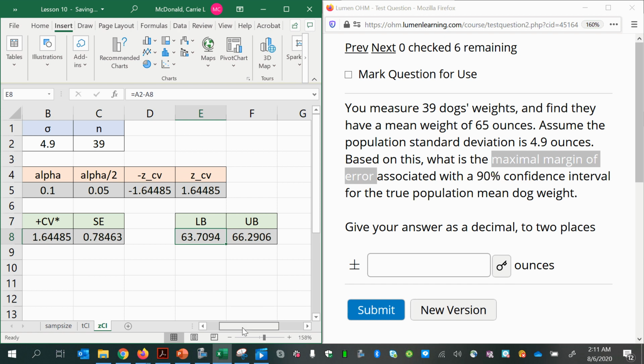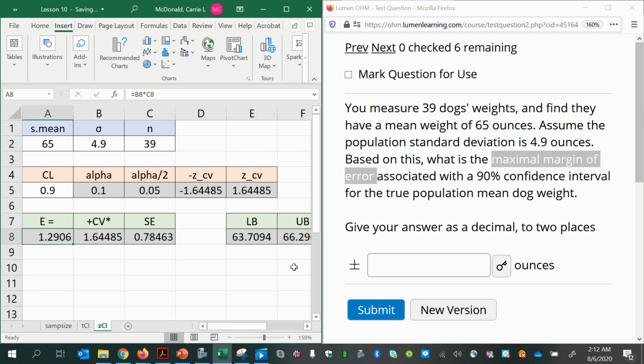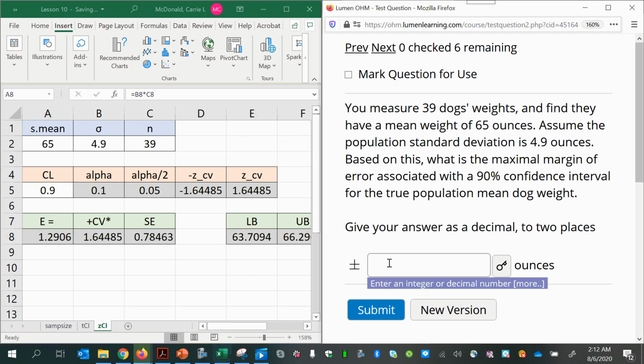So let's see, we were only asked for the margin of error, and it says to round to two decimal places. So 1.29 should be my answer, but why is it plus minus? I guess it is plus minus because you add and subtract it. 2.9, enter. Yes, indeed.